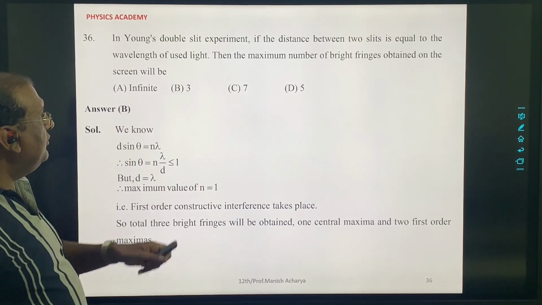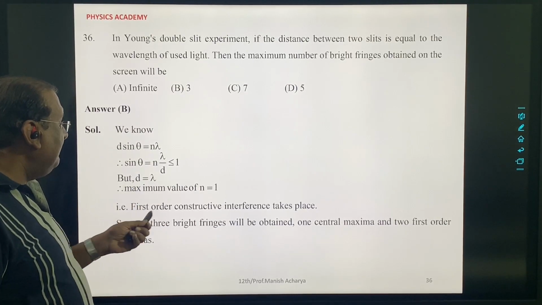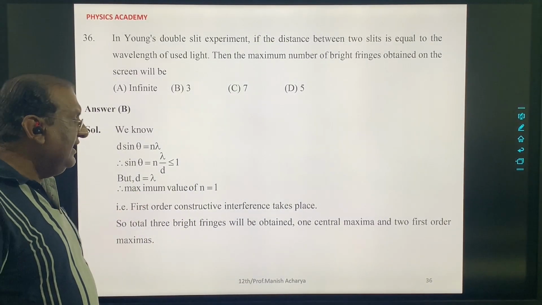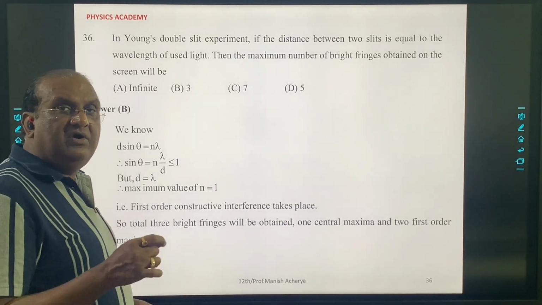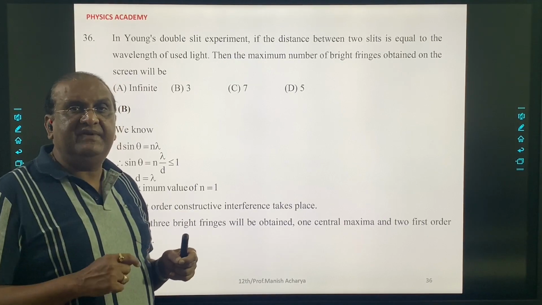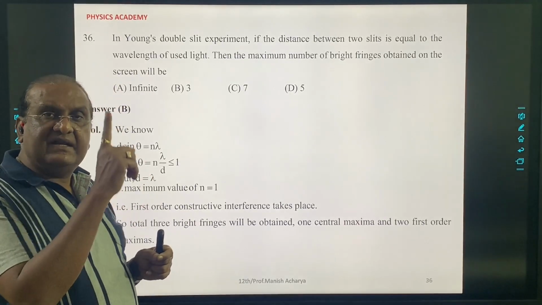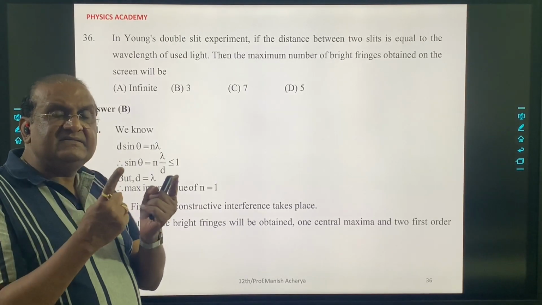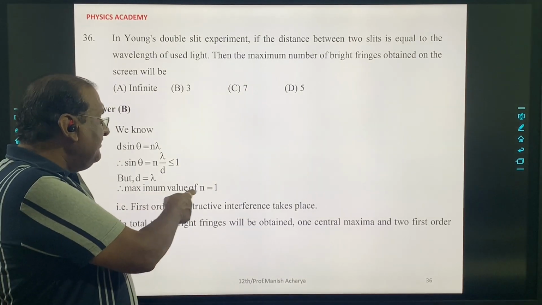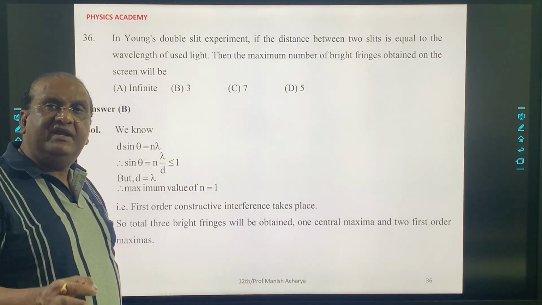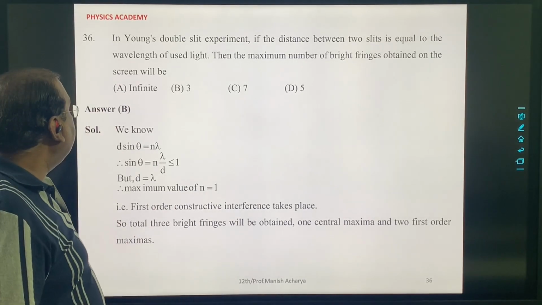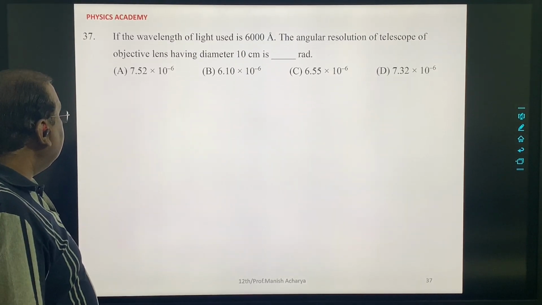Now here it is given to you, d is equal to lambda, it implies the maximum possible value of n here should be equal to 1. It implies that you are getting first order constructive interference. So you will get a total of 3 bright fringes. How? One is the central maxima, then on either side you will get 1 bright fringe according to first order constructive interference. So the total number of bright fringes will be 3. Clear?